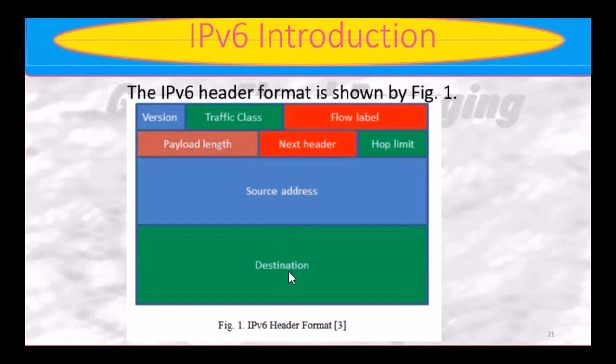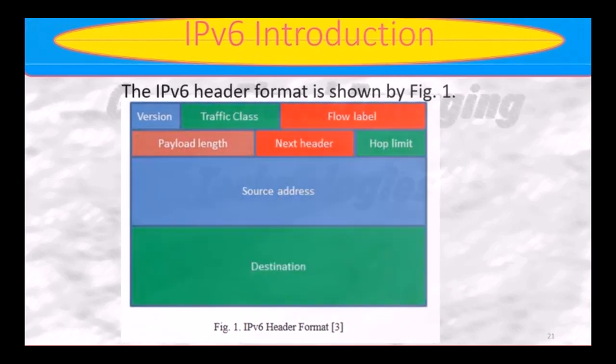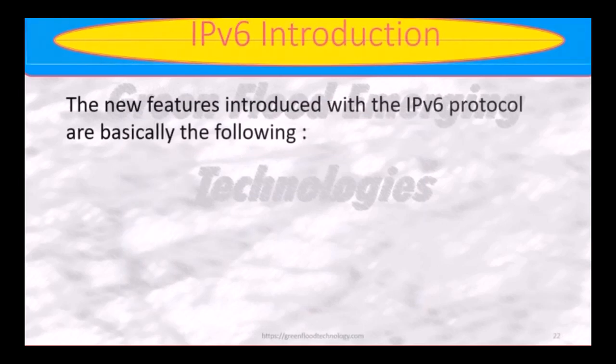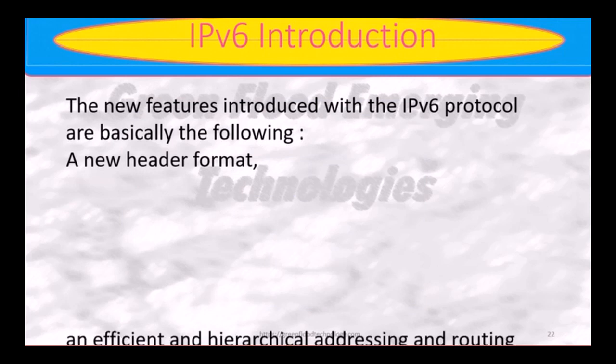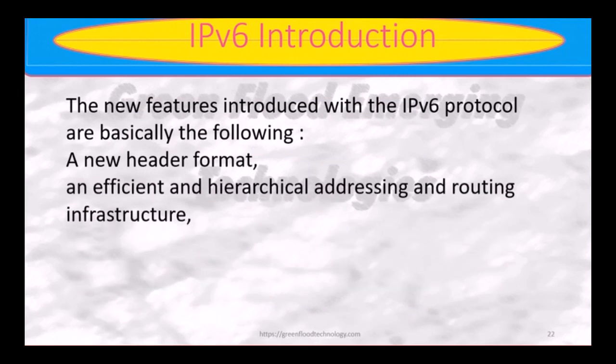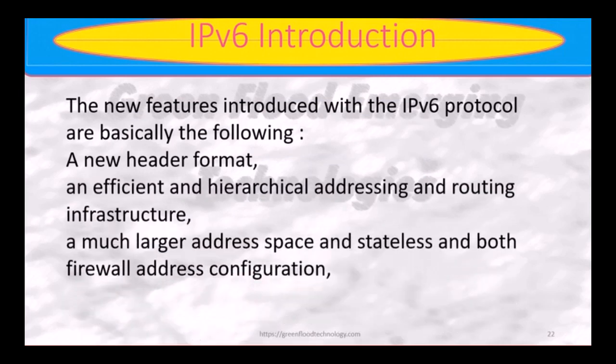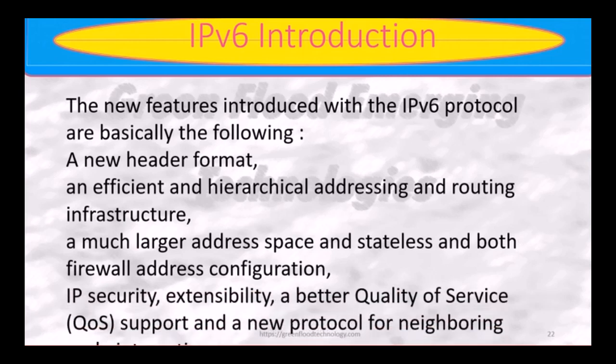The newer features introduced with the IP version 6 protocol are basically the following: a new header format, efficient and hierarchical addressing and routing infrastructure, a much larger address space, stateless and stateful address configuration, IP security, extensibility, better quality of service support, and a new protocol for neighbor node interactions.